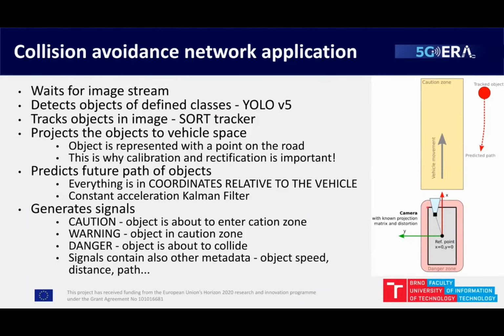It works like this. There is the autonomous vehicle with the camera installed, and there is some specified caution zone where no moving objects are allowed, in the direction of the vehicle movement. And there is a tracked object whose predicted path is being calculated. So even if it's not inside the caution zone, it's tracked, and we can warn the robot of the approaching objects.